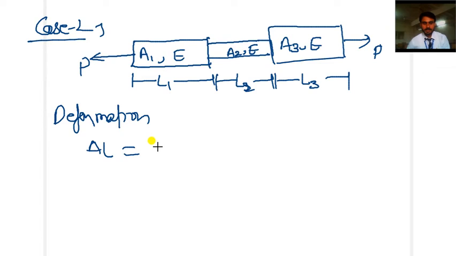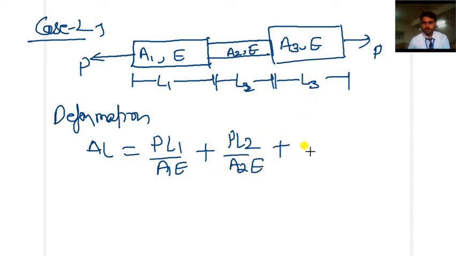del L resultant will be equal to, we will add the individual deformation of each bar. So the deformation of that bar will be equal to P L1 divided by A1 E, plus the deformation for the second bar will be equal to P L2 divided by A2 E, and for the third bar it will be equal to P L3 divided by A3 E. So we can calculate the overall deformation very easily by using the fundamental formula of axial load deformation. Okay.